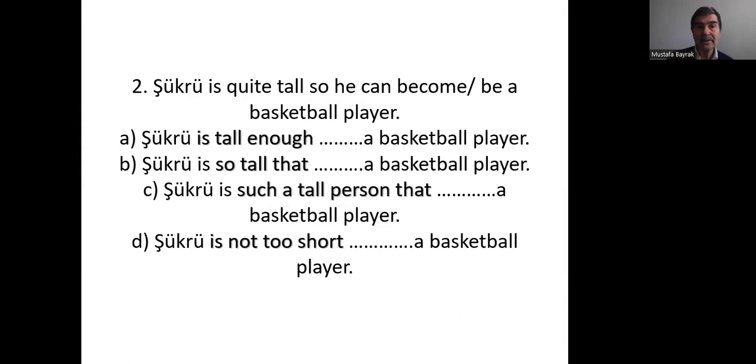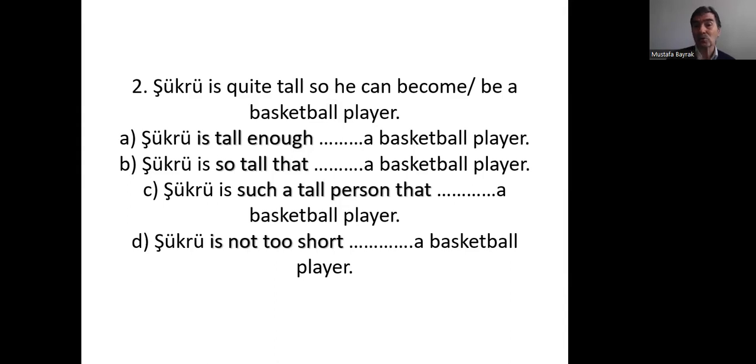A, Shukri is tall enough to be a basketball player. Or Shukri is tall enough to become a basketball player. Okay. Shukri is so tall that he can become a basketball player. Shukri is such a tall person that he can become a basketball player.